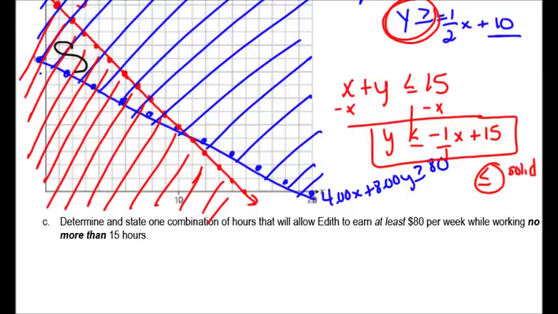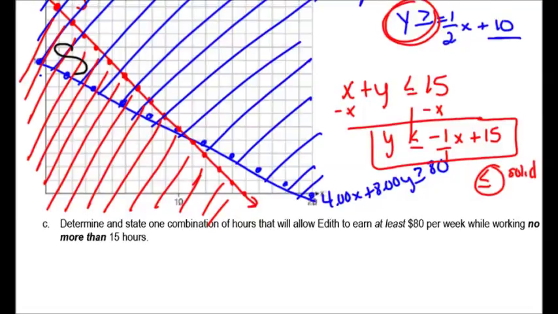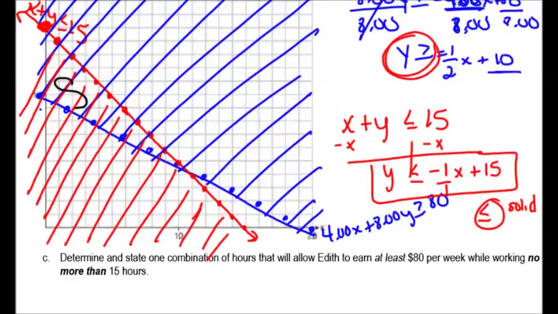So it says determine and state one combination of hours that will allow Edith to earn at least $80 per week while working no more than 15 hours. Guys, that's another way of saying pick a point in that solution. You can pick anything you want as long as it's in this shaded area. So because this is the first one that I picked, I'm going to pick that point. So I went over 1, 2, 3, 4. So I'm going to do 4, comma, 1, 2, 3, 4, 5, 6, 7, 8, 9.